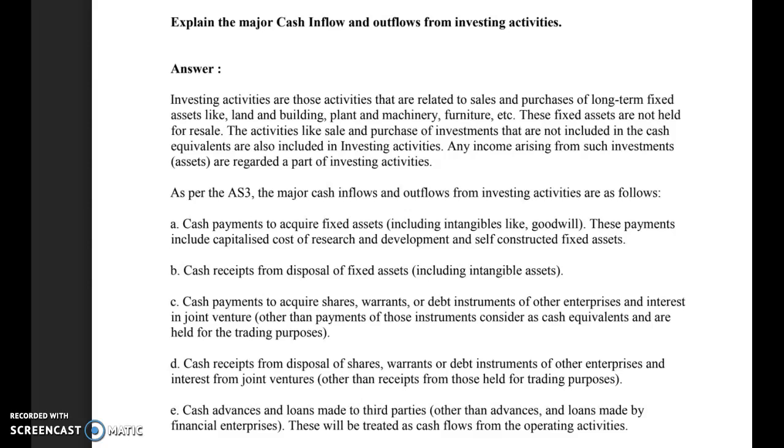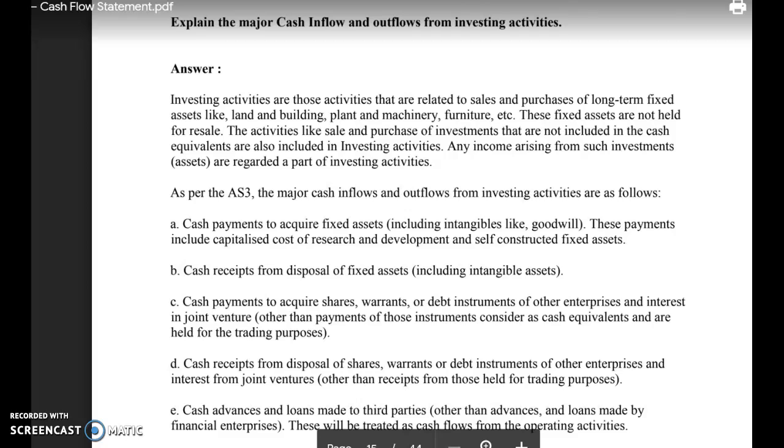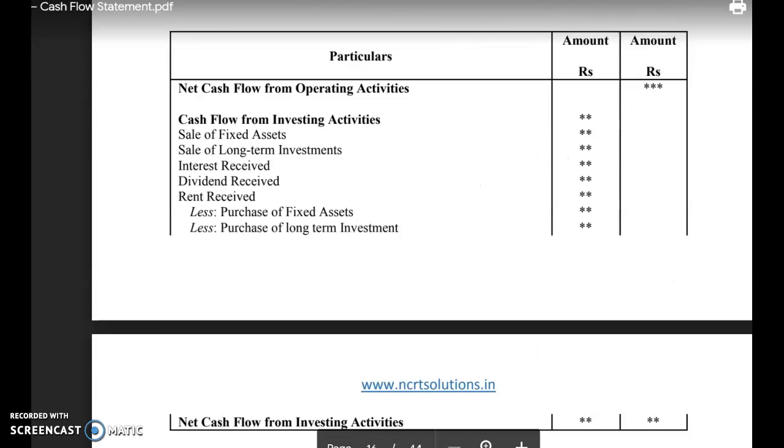Inflow will be there when there is a sale of such fixed assets or non-current assets, and outflow will be there when we have the purchase of these types of assets. Afterwards, we will discuss how to calculate cash inflow and outflow from the financing activities.